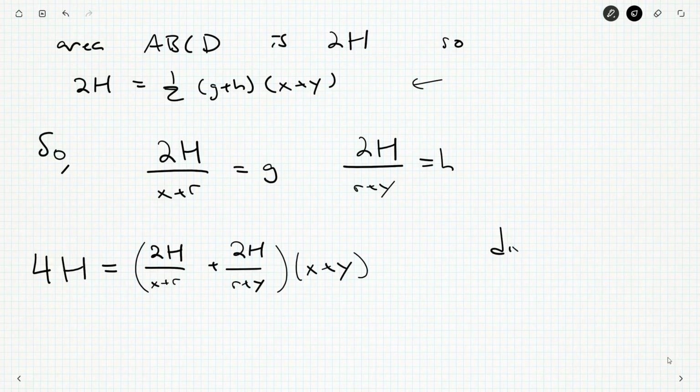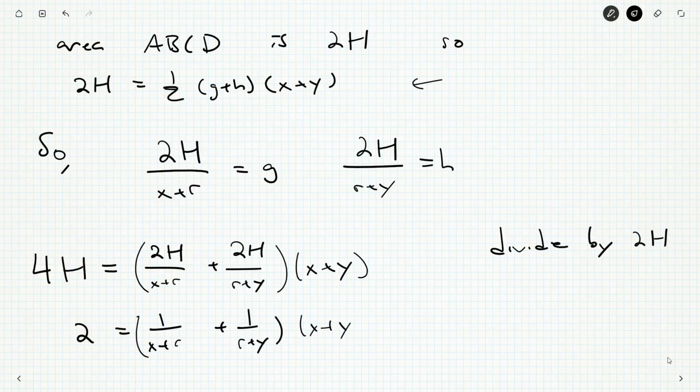Okay, dividing by 2H on both sides, I can just get that 2 is 1 over X plus R plus 1 over R plus Y, times X plus Y. So the area didn't really matter, which is good. The area had nothing to do with it.